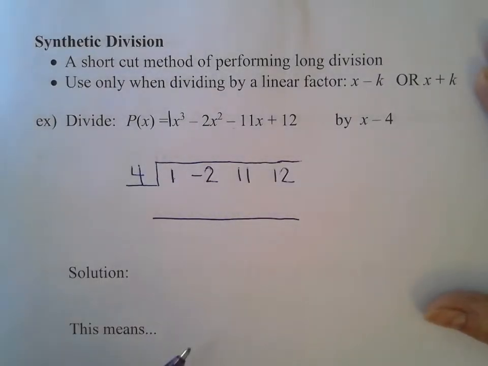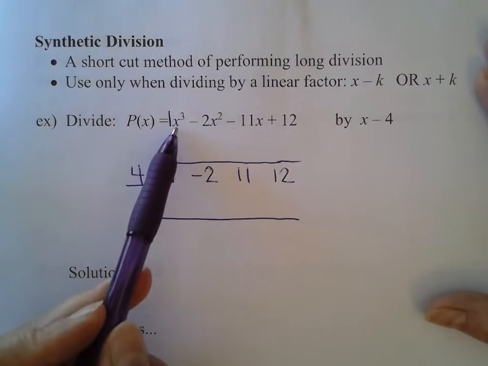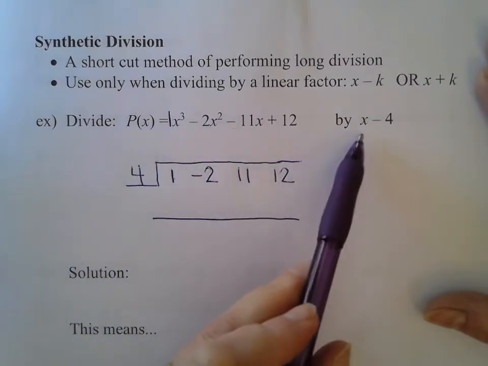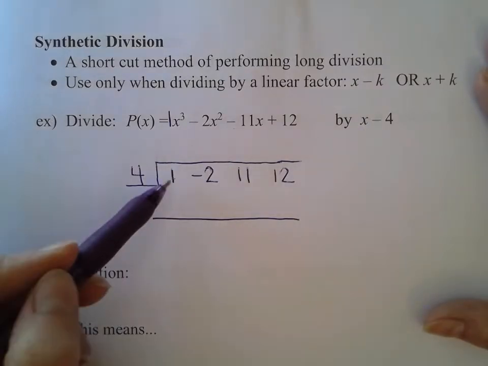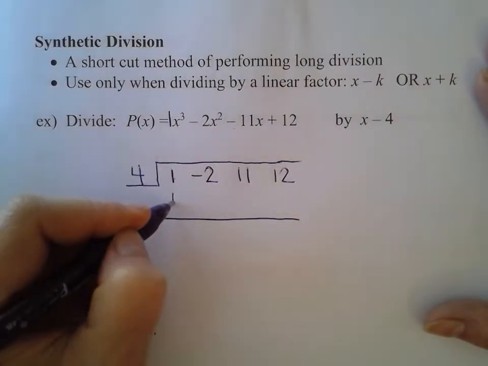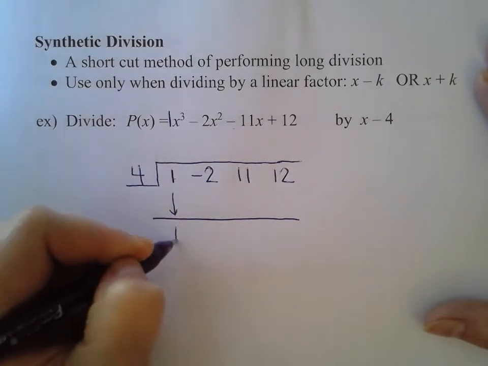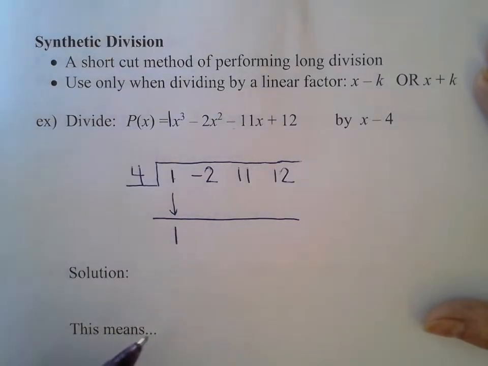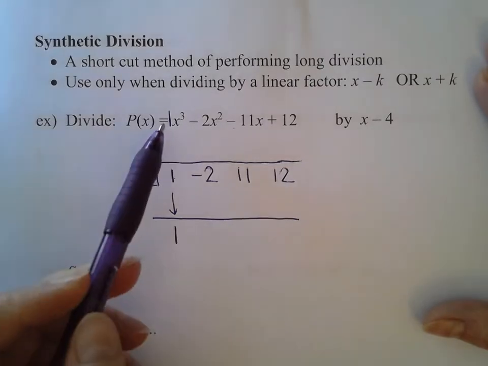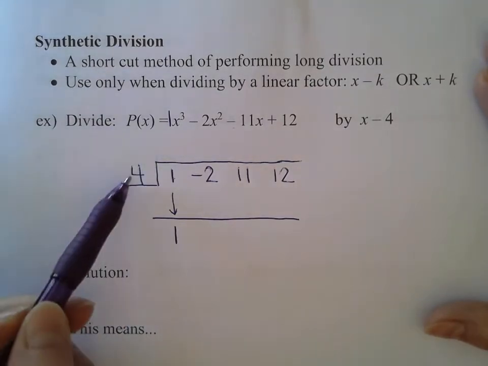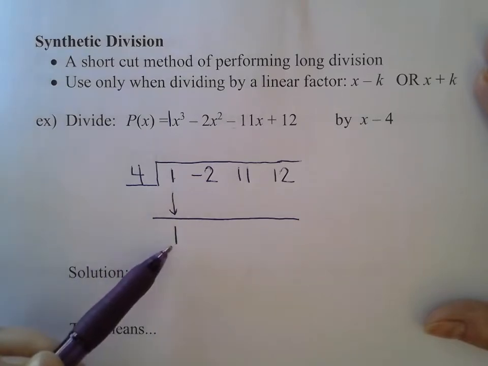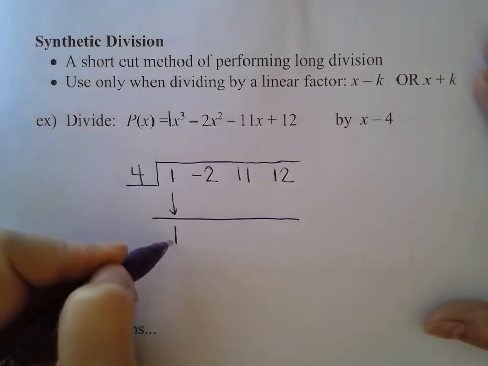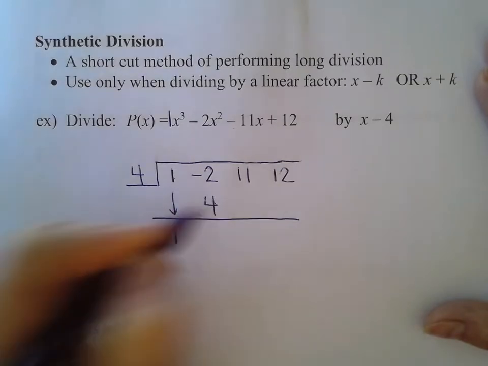Okay, now we're dividing x cubed, 1x cubed divided by 1x. We're always going to be dividing by 1x for this method. So whatever the first number is, we're going to bring it down, because when we divide by x, we don't really change the coefficient in front. Then we're going to multiply by 4, just like we multiplied in the long division. So 4 times 1 gives me 4.